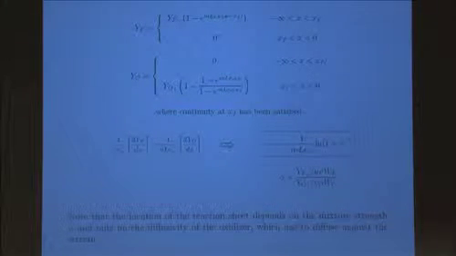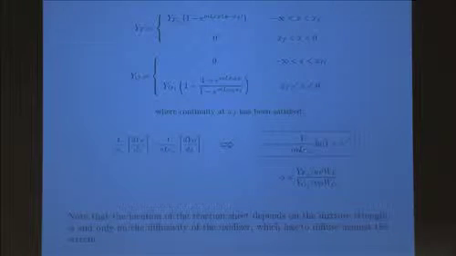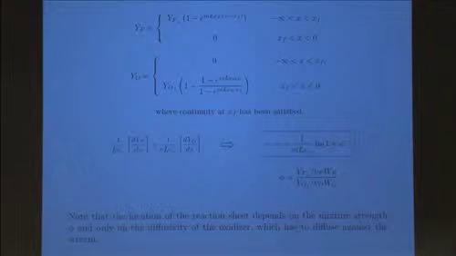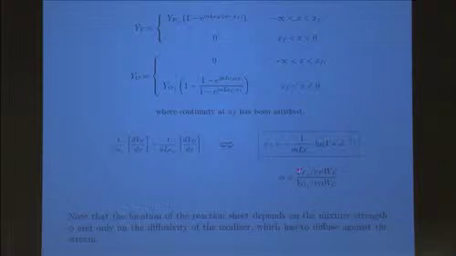And so that condition immediately gives you an expression for the location of the reaction sheet, which, if you set the Lewis number equal to 1, gives exactly what we have derived before. Of course, now the location of the sheet depends on the oxidizer Lewis number. And phi is the same phi as we had before.